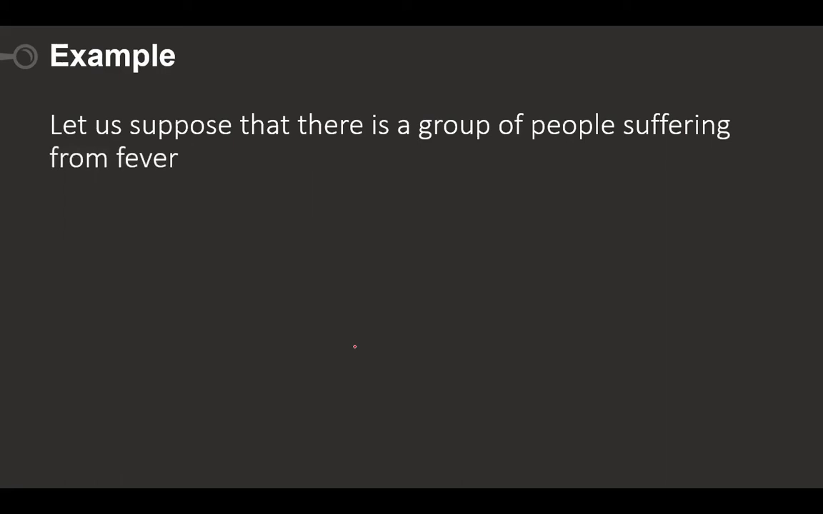So we can have an example here, so you will understand. Let us suppose that there is a group of people suffering from fever.